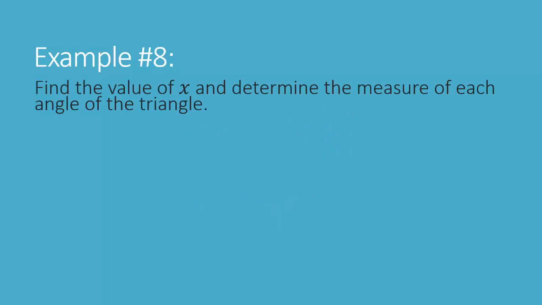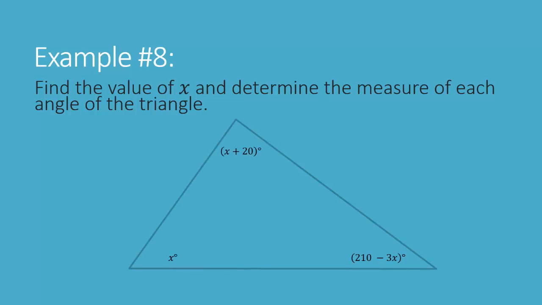Now for our final example, we're going to look at determining the value of x for the measure of each angle of the following triangle right here. It's already designated for us. The angle here is x degrees. This angle is 20 more, and this one is 3 times the original less 210. That's a little bit of a mouthful.